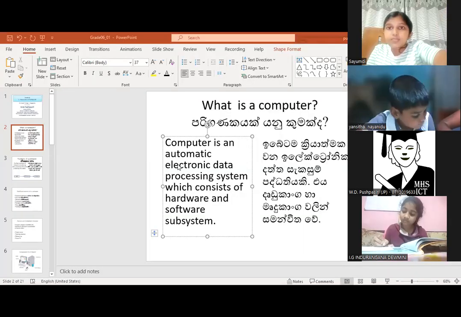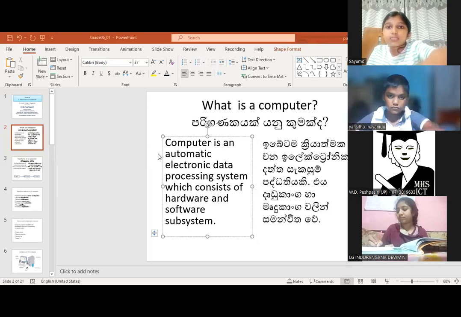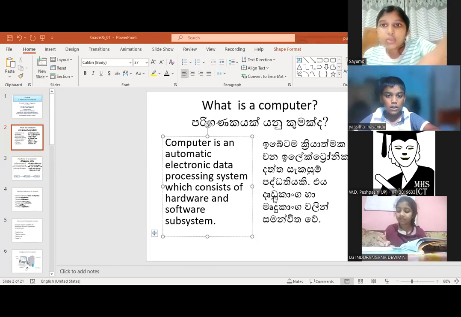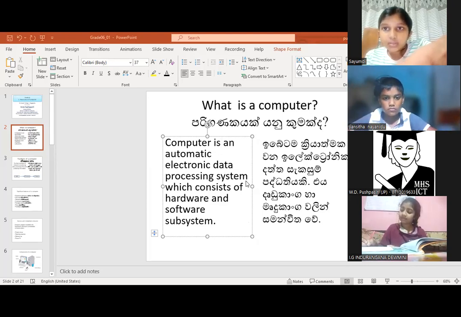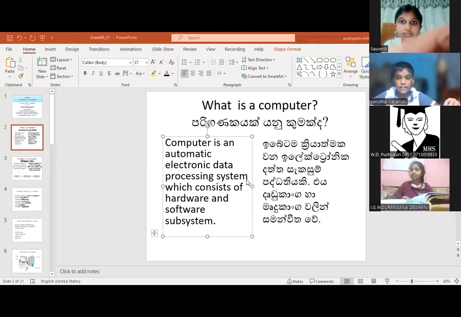So you have to get used to the words, right? Computer is an, just repeat it. Computer is an automatic. Electronic. Data processing system. Which consists of hardware and software.